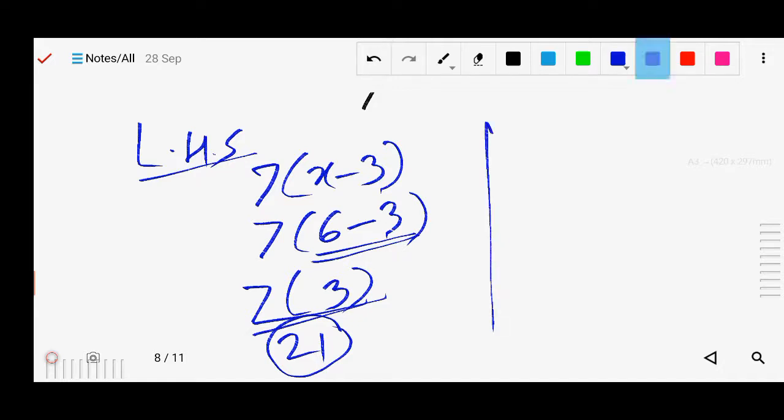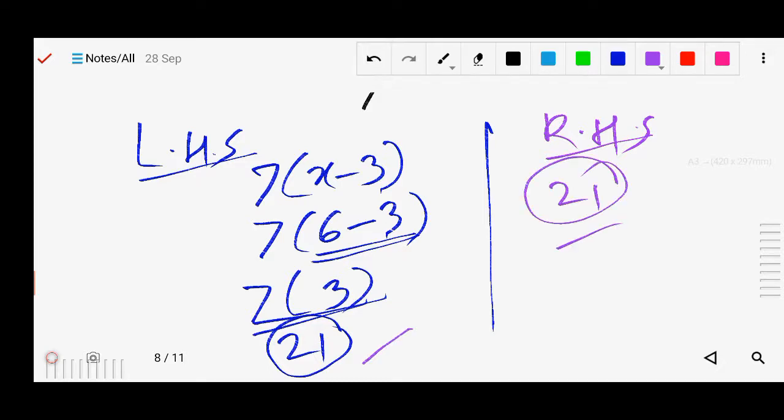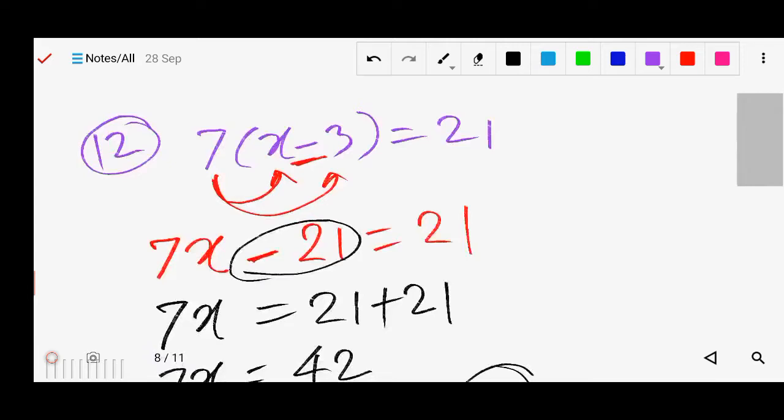Now do the right side. On the right hand side, only 21 is there, so both are equal. So left hand side equals right hand side. So our solution is correct.